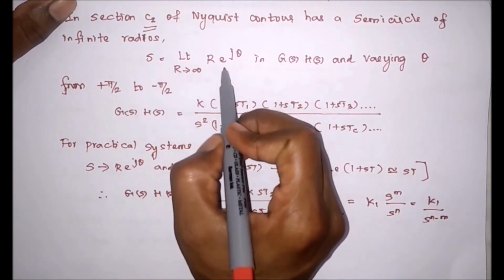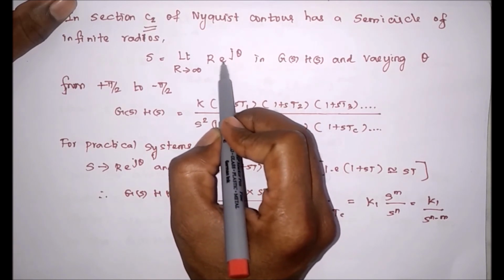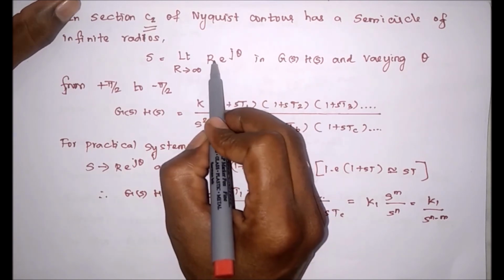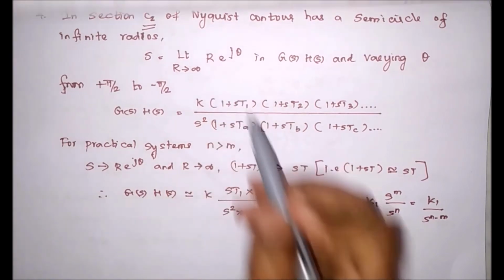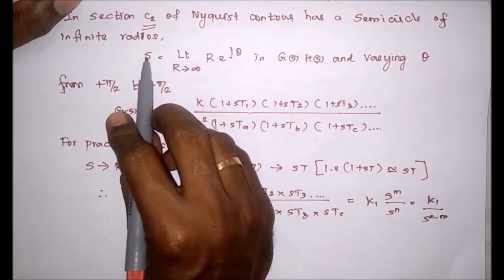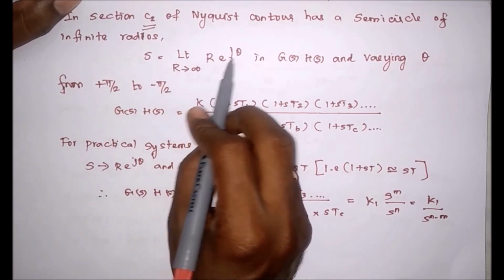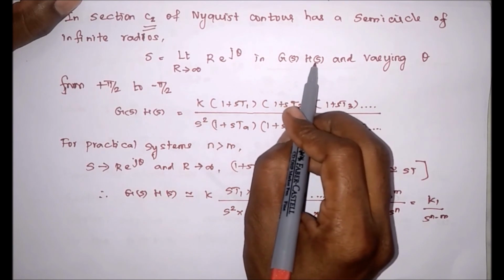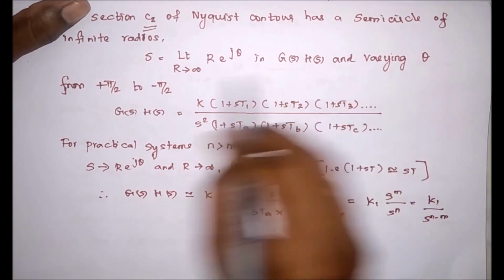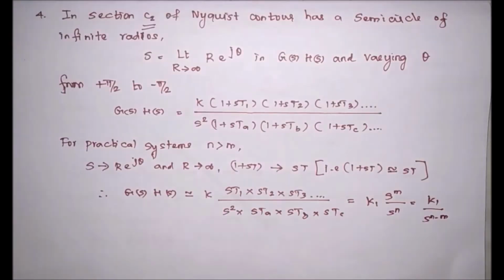Actually, we know for a circle or semicircle we can write R e^(jθ), where R is the radius. We know from this that the radius is infinity. Therefore, for C2, for s we have to substitute the limit R tends to infinity, R e^(jθ), in G(s)H(s), varying theta from plus π/2 to minus π/2.